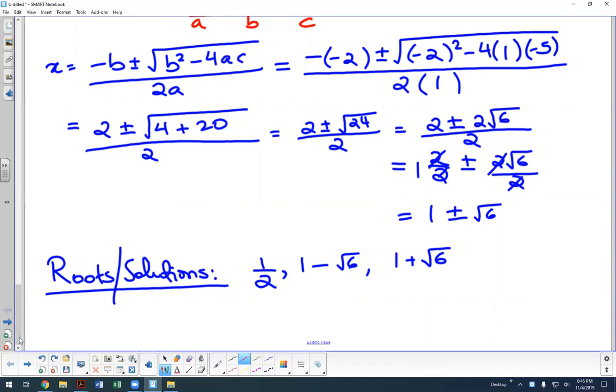1 plus square root of 6, I think is 2.45. No. 3.4. Yeah, so this guy comes out to be approximately 3.45, and what is this guy approximately? 1.45. -1.45. -1.45.